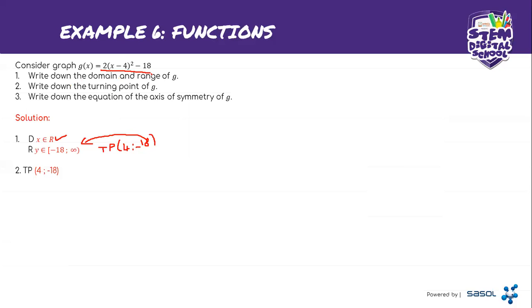Remember, earlier we had an example where we had to calculate the turning point, and it was in the form of ax² + bx + c. Then we had to use the formula to get the value of x on the turning point first, which was x equals -b over 2a. But if it is in this form, you don't have to calculate.